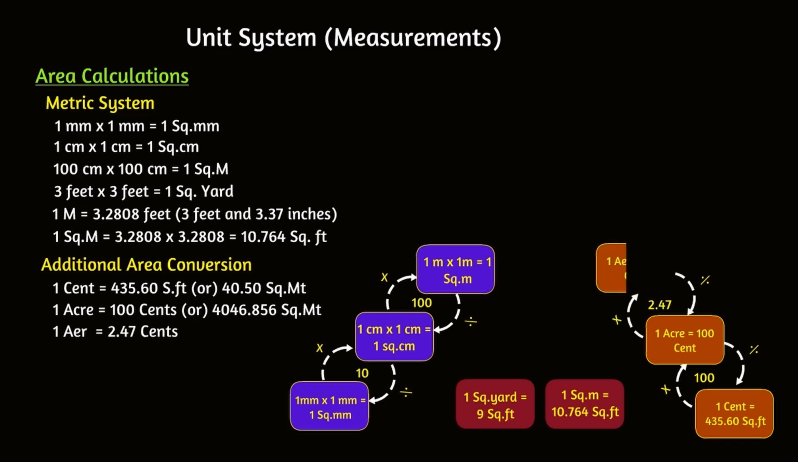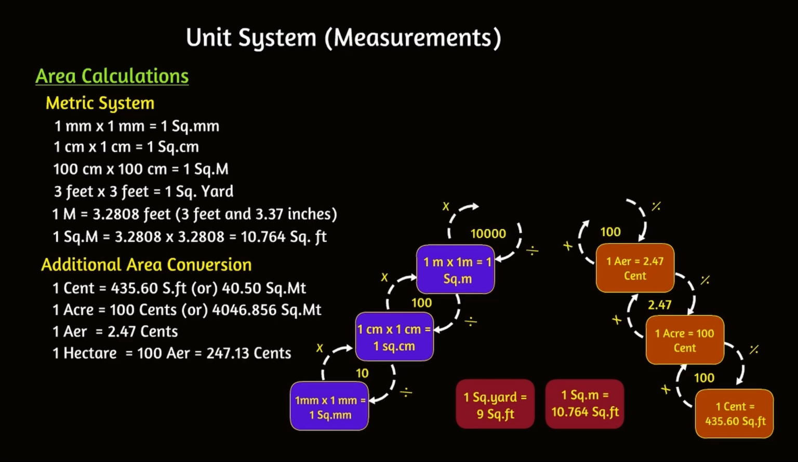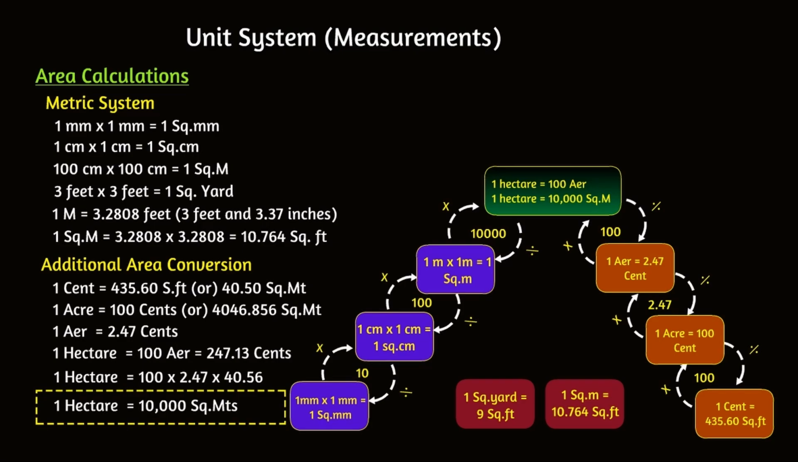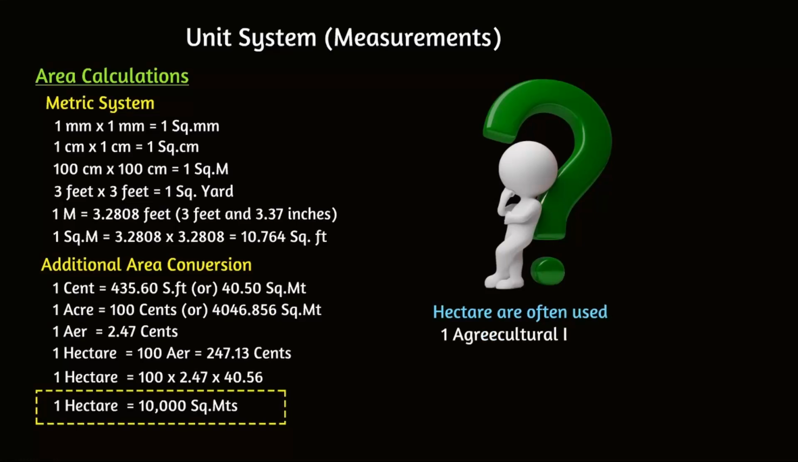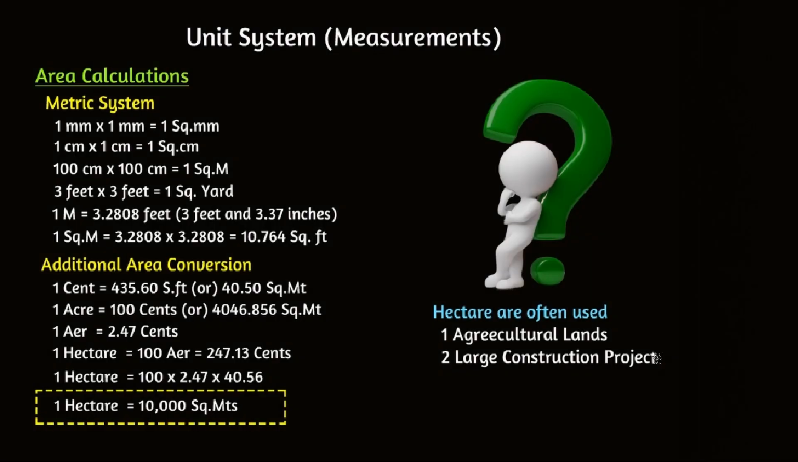Here's something interesting. 1 acre equals 2.47 cents. 1 hectare equals 100 acres. So, 1 hectare equals 100 acres multiplied by 2.47 cents multiplied by 40.50 square meters. Here's something interesting. 1 hectare equals 10,000 square meters, which is also equal to 2.47 acres. Did you know that? Hectares are often used to measure large plots of agricultural land or big construction projects.